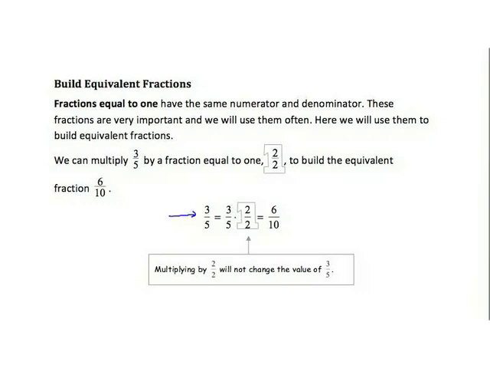So starting with 3/5, I can take this fraction and multiply it by a fraction equal to 1, in this case 2/2, to get the equivalent fraction 6/10. Now, both 3/5 and 6/10 are equal in value because all I've done essentially is taken this 3/5 and multiplied it by a value that's equal to 1, and when we multiply by 1, we don't change the value of 3/5.